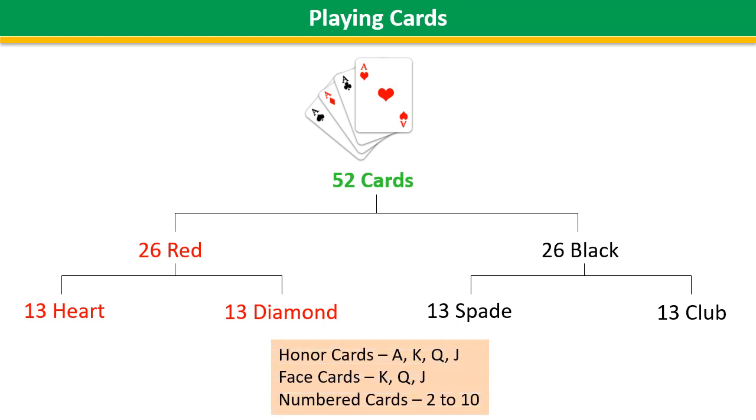In every suit we have 4 honor cards, that is ace, king, queen and jack. Out of which king, queen and jack are called face cards, and card number 2 to card number 10 are called numbered cards.